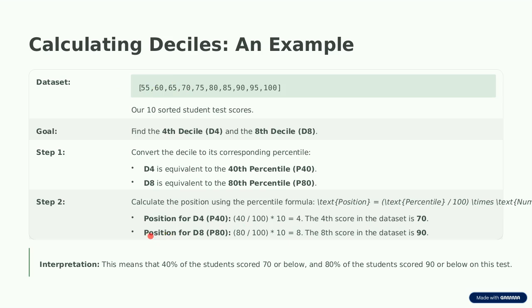Here, the position for D8: 80 over 100 is 0.8 times 10. That's 8. The 8th score is 90. 1, 2, 3, 4, 5, 6, 7, 8. This is it. A simpler way to understand that is that since there are only 10 data points here.